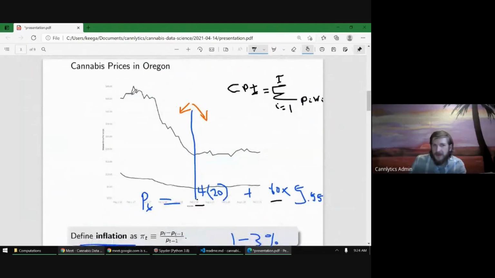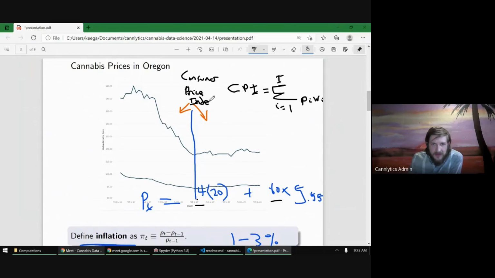And then you have the actual prices. So you have the actual price of flour, P of I, and then you have the actual price of concentrate, P of I. So then you can calculate the CPI, which is basically the consumer price index.